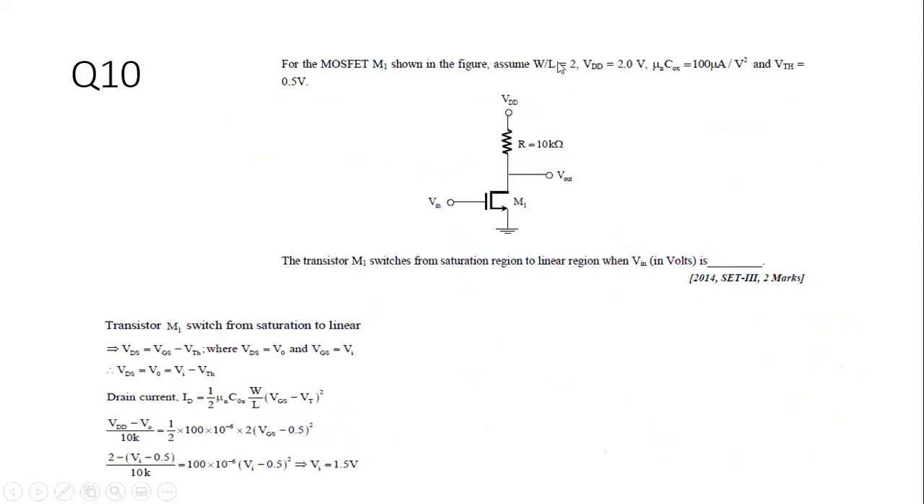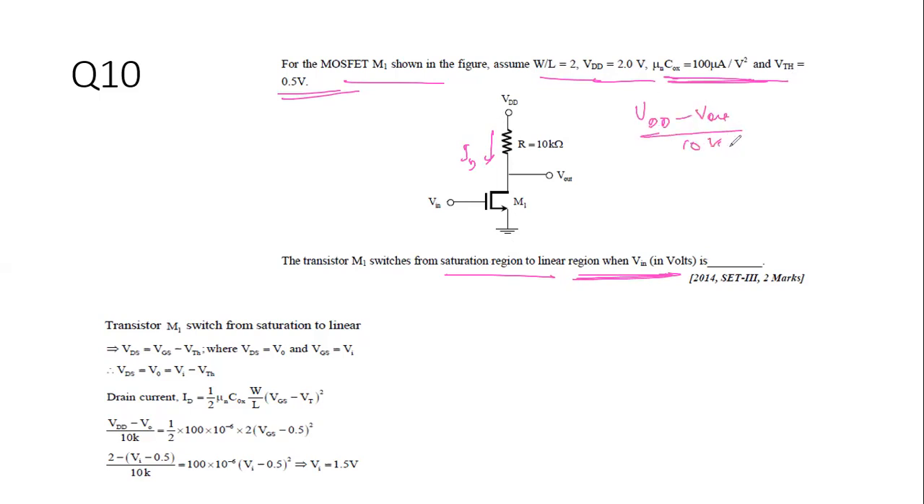Question number 10. For the MOSFET M1 shown in the figure, W by L is given, VDD is given, mu n into C oxide is given, VTH is given. The transistor M1 switches from saturation region to linear region at how many volts? It means at what potential it switches from saturation region to linear region. Okay, so the drain current ID is VDD minus V output upon 10K. This is your ID current.